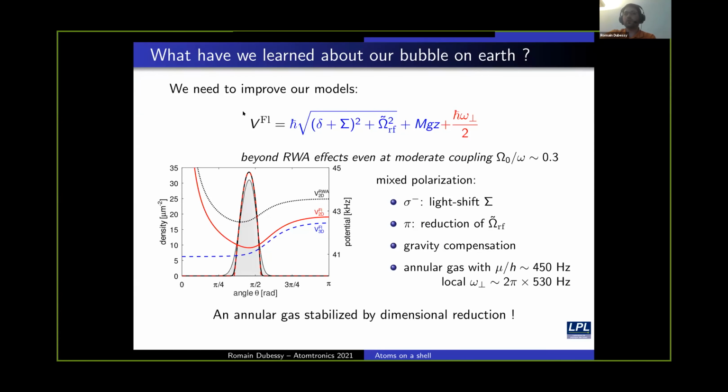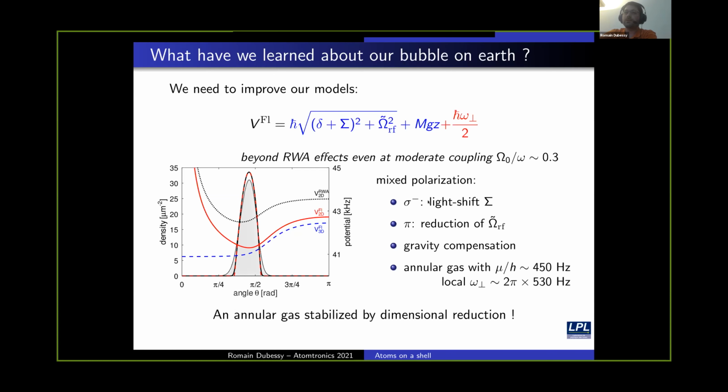In the end, we made a long study to understand this effect and the different effects. So we found that there are two effects competing. The first one is this transverse energy coming into play that modifies the potential. This is the term that makes the energy increase a lot for angles close to the top of the sphere. And we have also new effects that we usually don't take into account in our magnetic potentials: as the atoms climb the bubble, they see different effective polarization of the radio frequency field.